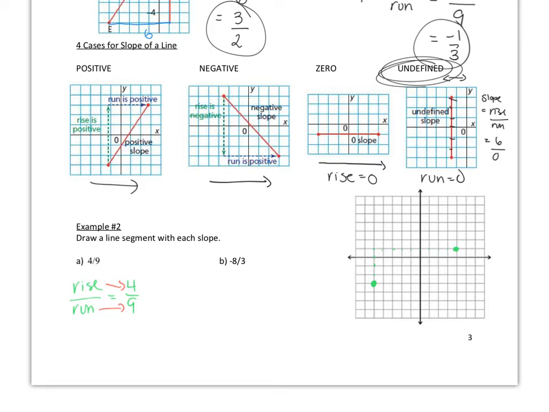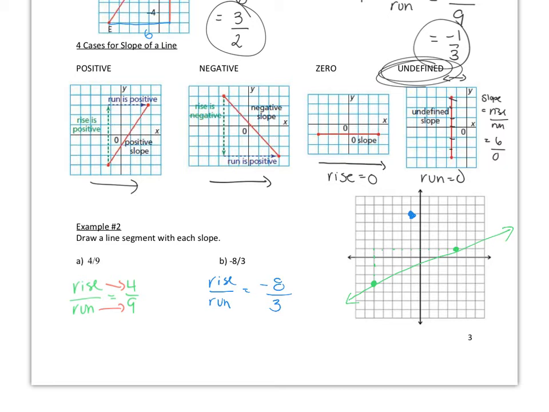From here, we will connect our 2 points, using a ruler if you've got one handy. All right, our second one here, rise over run, is equal to -8 over 3. So we'll start up here. You can choose any point. Your graph can start anywhere, unless it was specified, I suppose. In this case, because it wasn't, we can start with any point.